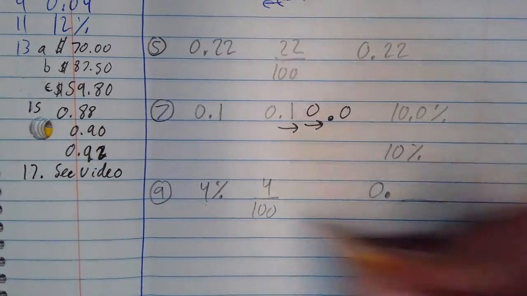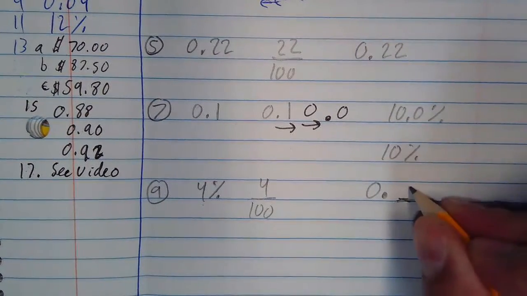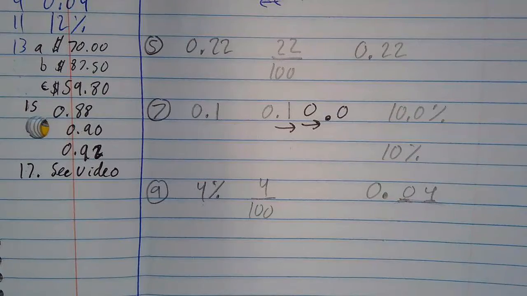4%. 4 hundredths. That means two place values. 1, 2. Voila, done. And that is that for number 9.